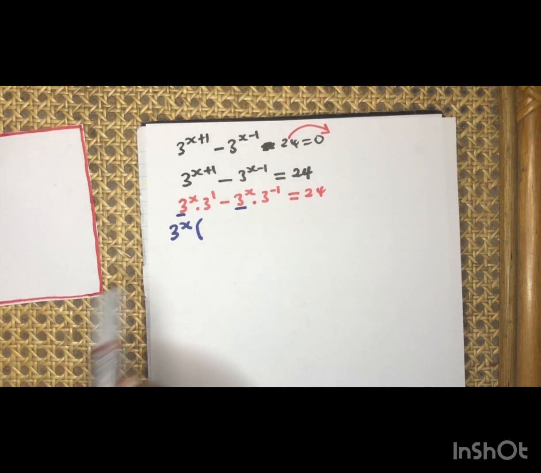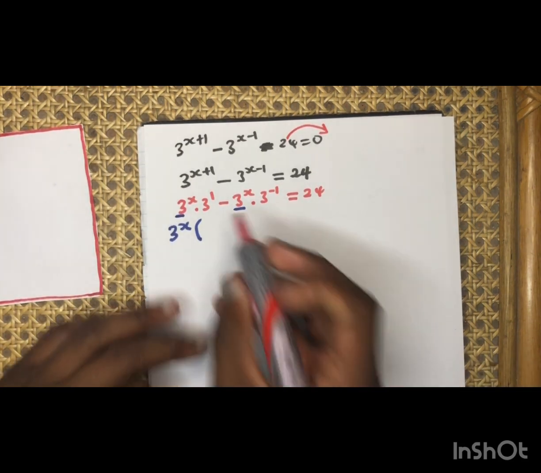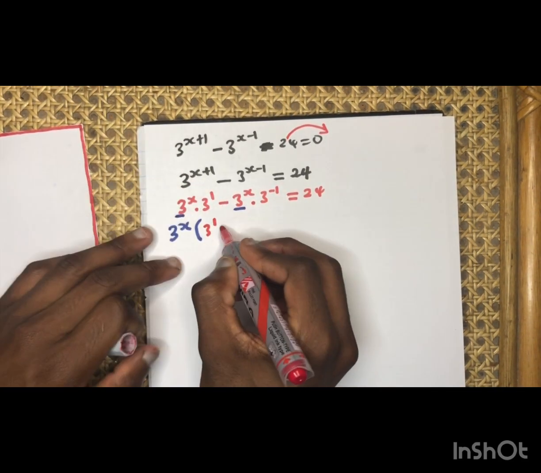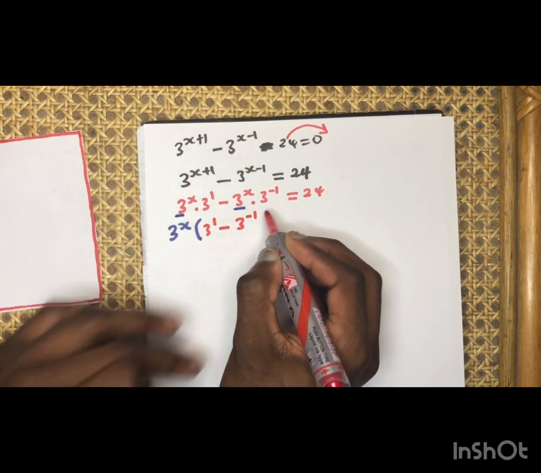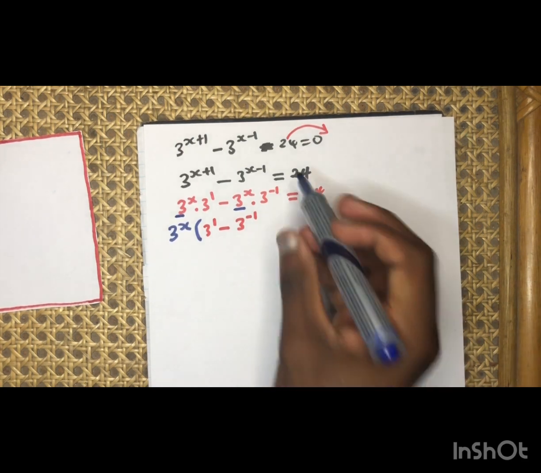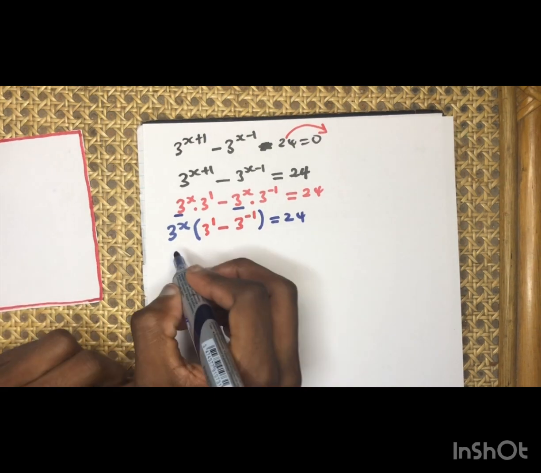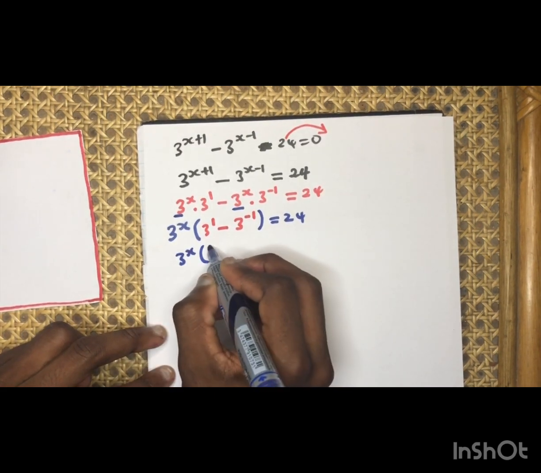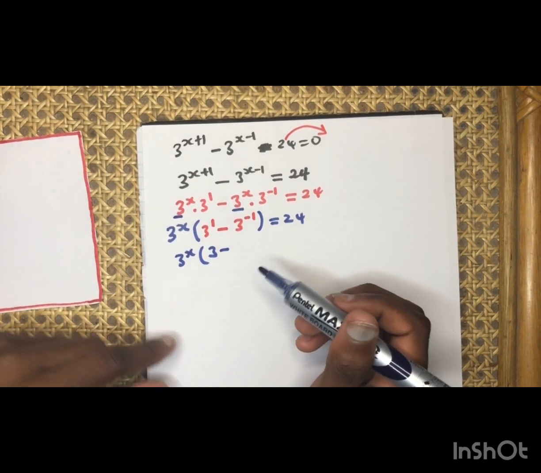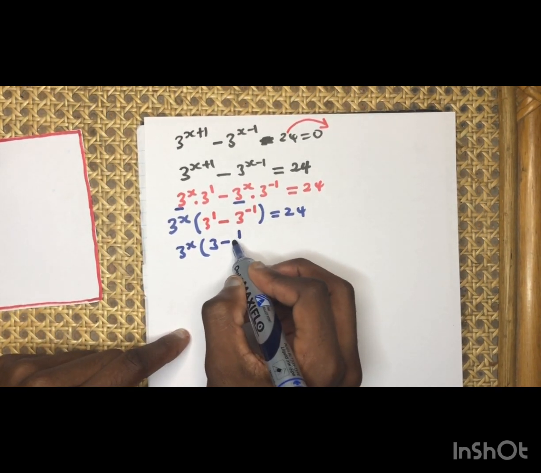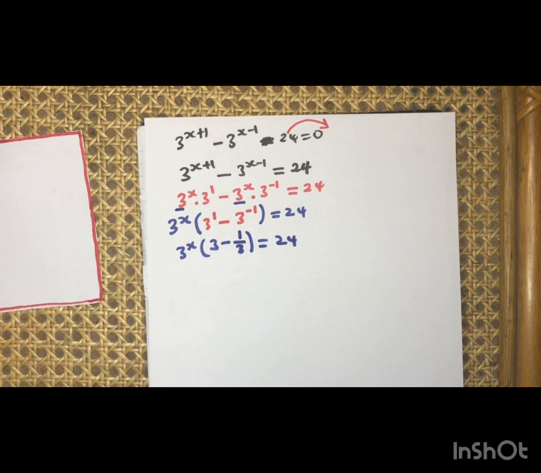Now, if I take this one out as my common factor, I'm left with 3 to the power 1. Then I keep the sign minus. Then I take this one as my common factor, I have 3 to the power negative 1. Then I close my brackets equals 24. Right. Then I have 3 to the power x times, 3 to the power 1 is the same as 3, minus 3 to the power negative 1, which means it's going to be 1 over 3, equals 24. Are you happy? Yes.